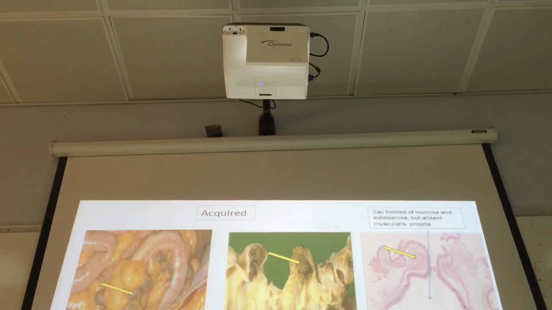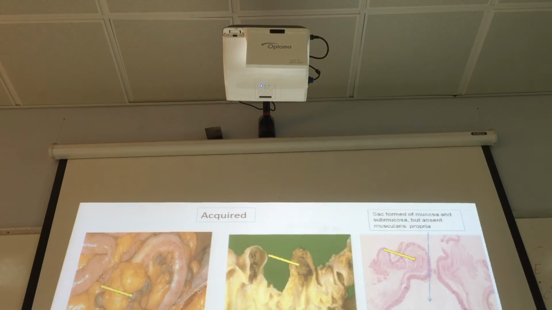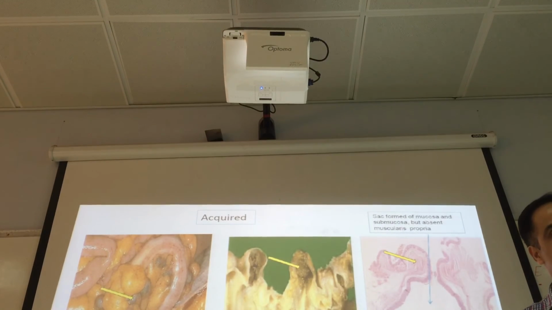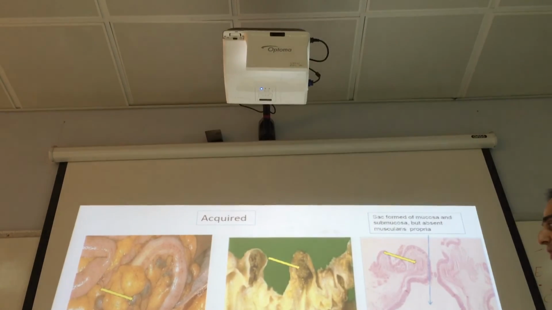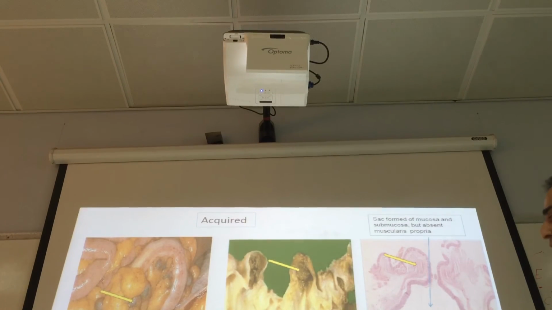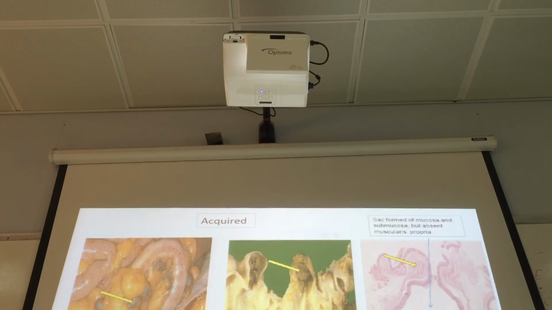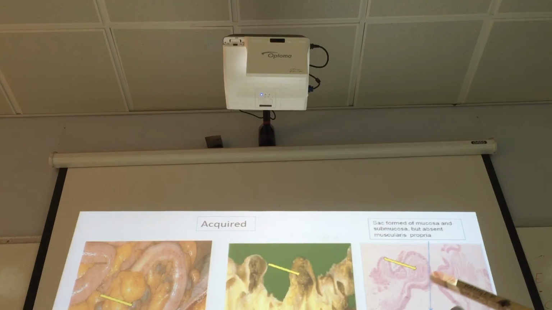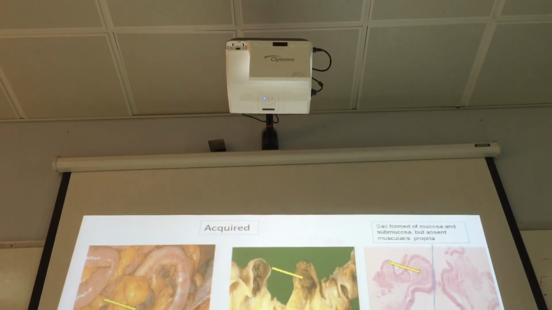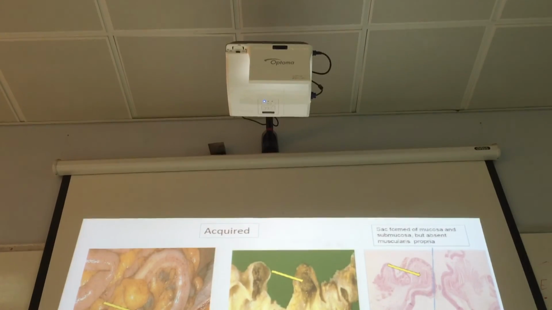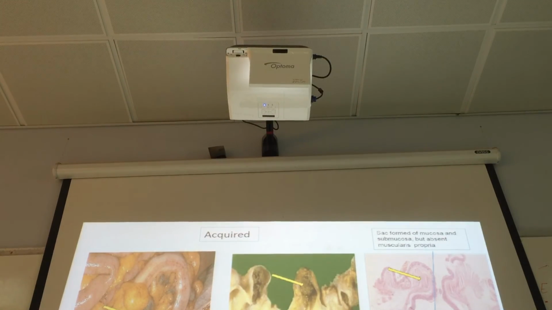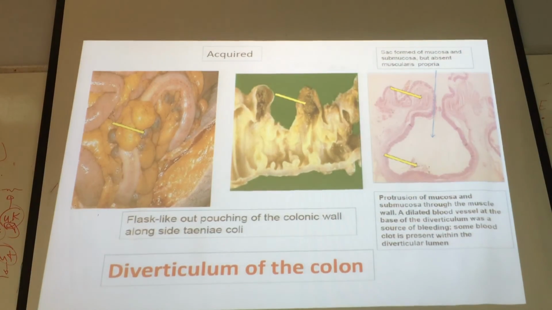This is the cut section. So what are these basically? These are flask-like, like the tea flask in which you keep the tea. So it is a flask-like outpouching of the colonic wall alongside the tinea coli. Microscopically, you will find this flask-like protrusion of the mucosa and submucosa through the muscle wall, and you can find a dilated vessel here in this area, and this is some blood. This is the source of bleeding.